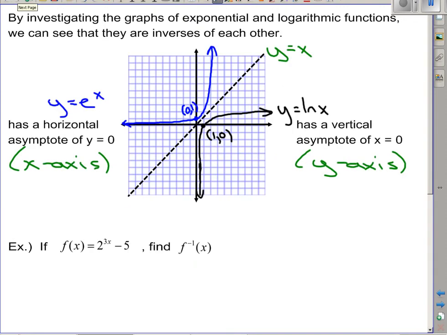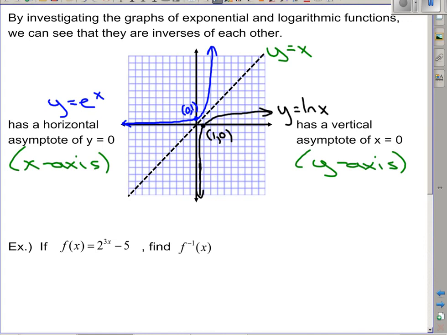Okay, by looking at the graphs of exponential and logarithmic functions, we can see that they're inverses of each other. So I just drew them here. In blue, you've got y equals e to the x. In black, you've got y equals ln x. So those both are talking about a base of e. Y equals e to the x has a horizontal asymptote at y equals 0, so it never crosses the x-axis. Y equals ln x has that vertical asymptote at x equals 0, which is the y-axis.